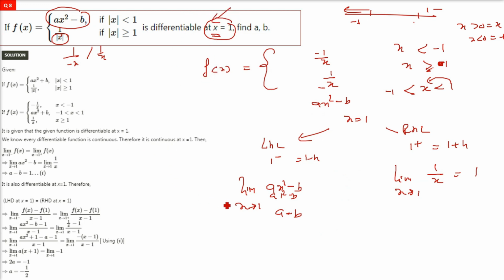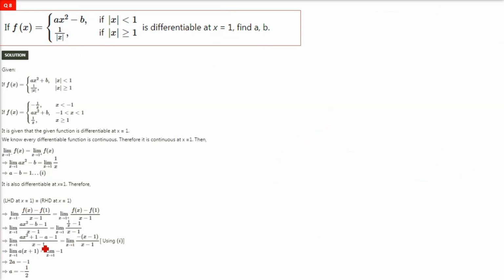Now just equate it. It is continuous, that means LHL should be equal to RHL, so a minus b equals 1. Right? Now this is the first equation and we are going to use it. A minus b equals 1, we are going to use it just now. Just keep in your mind that this is the relationship which we got.